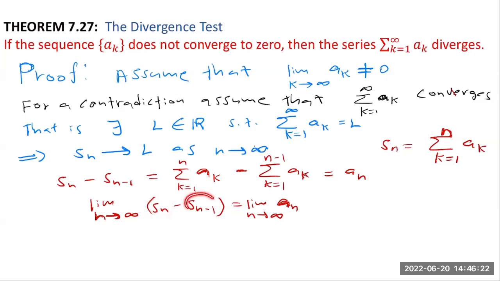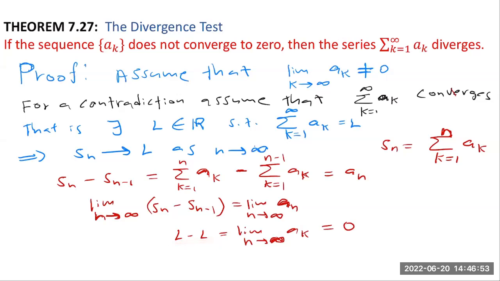What is this limit? What happens to this as n goes to infinity? Again, as n goes to infinity, even if you have n minus 1 here, this whole thing also goes to infinity. So this term also approaches L as n goes to infinity. So the left-hand side becomes L minus L. The right-hand side is the limit as n goes to infinity of ak, which is equal to 0. Why is it 0? Because L minus L is 0.